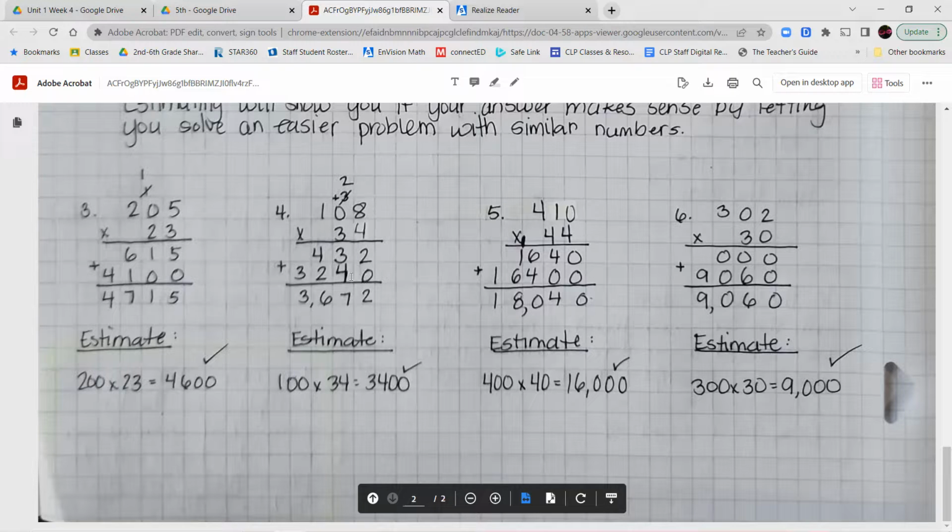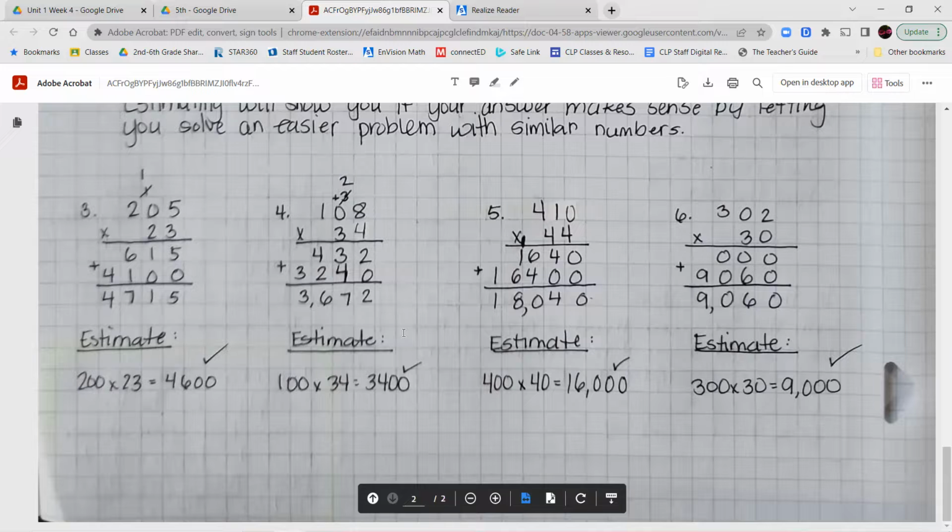Next, I jump to the next line, put in my 0 placeholder. 3 times 8 is 24. Put my 4 and carry my 2. 3 times 0 is 0. 0 plus 2 more gave me the 2 that I recorded. And then 3 times 1 was 3. Added my partial products and got a total of 3,672, which is close to my estimate.